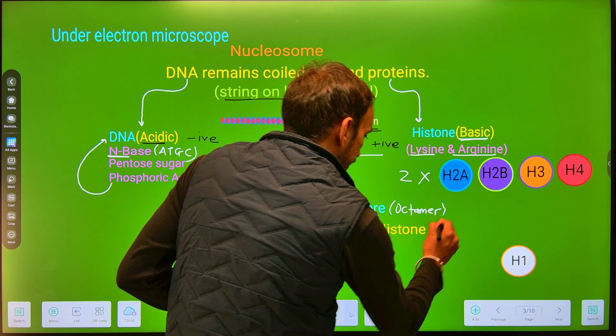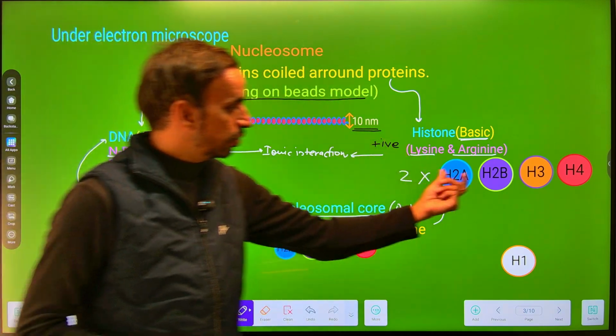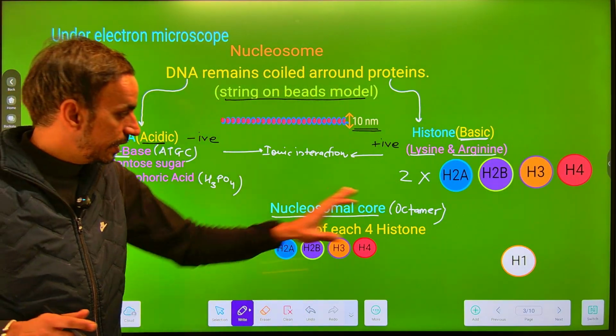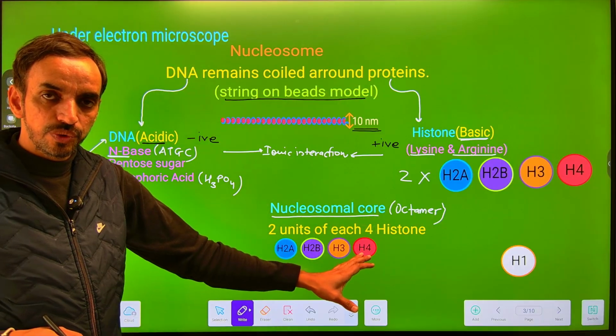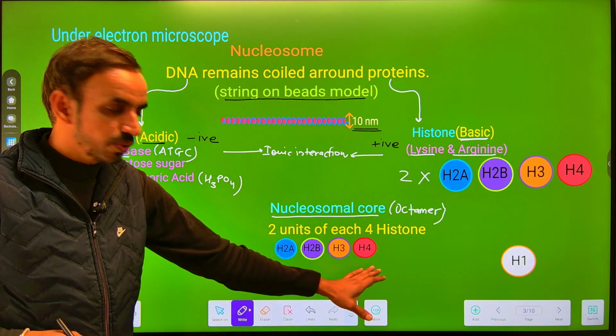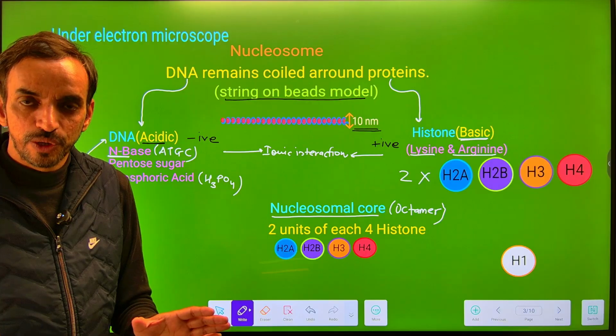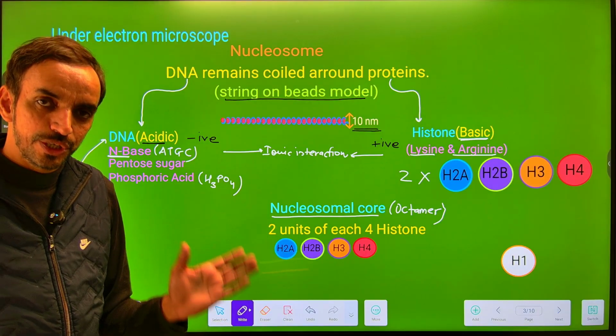It has 8 subunits: 2 units of H2A, 2 of H2B, 2 of H3 and 2 of H4. So the total number of units is 8. So it is an octamer having 2 units of each of the 4 histones. Now this H1 is not part of the nucleosomal core. We said it is a linker histone.